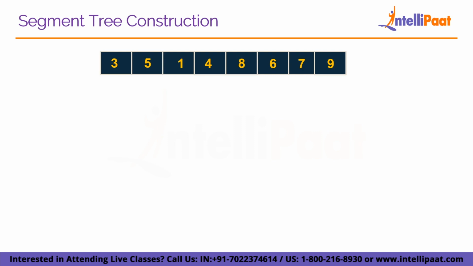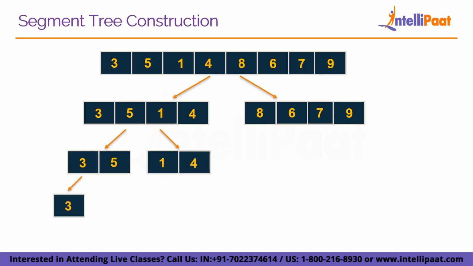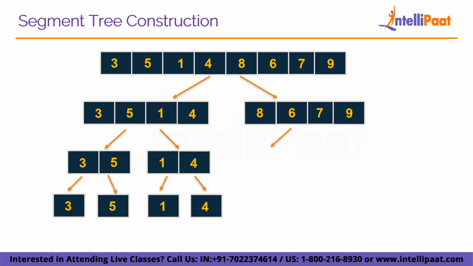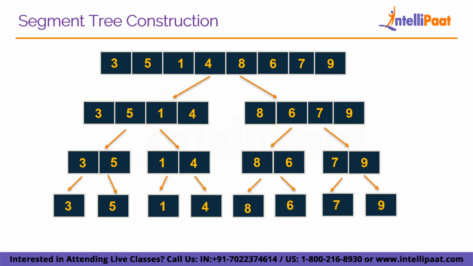Suppose we have an array which contains the elements 3, 5, 1, 4, 8, 6, 7 and 9. So, we will divide the above array into two parts. One part contains 3, 5, 1, 4 and the other part contains 8, 6, 7, 9. Now, we will divide further into two parts each, like 3, 5 and 1, 4. We will again divide further into 3 and 5 and 1 and 4. Similarly, we will do it for the right part, dividing in a similar fashion. So this is what we get after the segment tree. So this is the construction of segment tree.